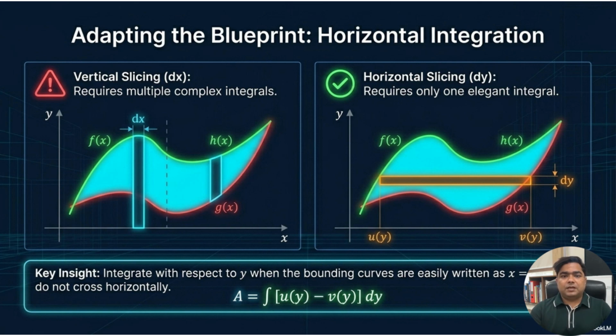So when solving an area problem, we should not automatically choose dx. We should first look at the shape of the region. If horizontal slicing gives a simpler expression, then dy is better. The key message of this slide is integration is flexible. We adapt the method to the geometry of the region.